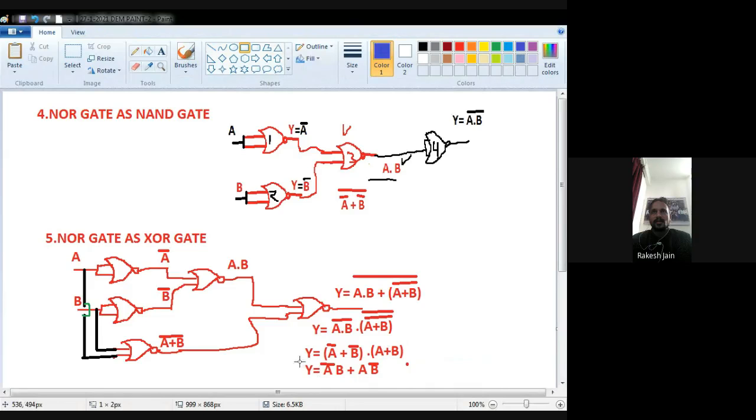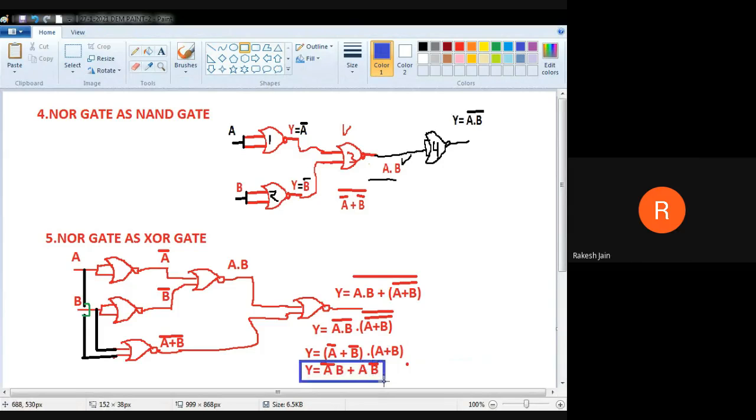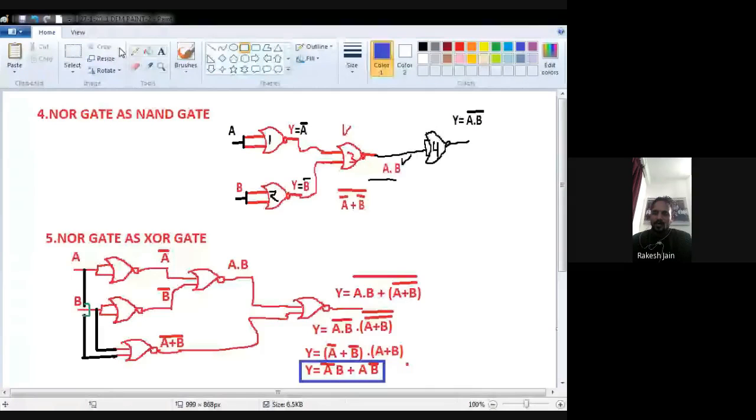So now we find out the final answer as in this blue color bracket, Y is equal to A bar B plus AB bar, and this is equal to which equation? This is the equation of XOR gate, AB bar plus A bar B, or we can say A bar B plus A B bar, both are same. So this is a circuit of how a NOR gate behaves as a XOR gate. So with the help of 5 NOR gates we can convert a NOR gate into XOR gate.